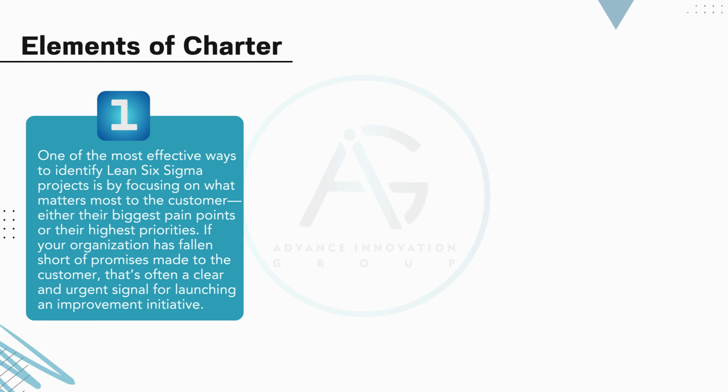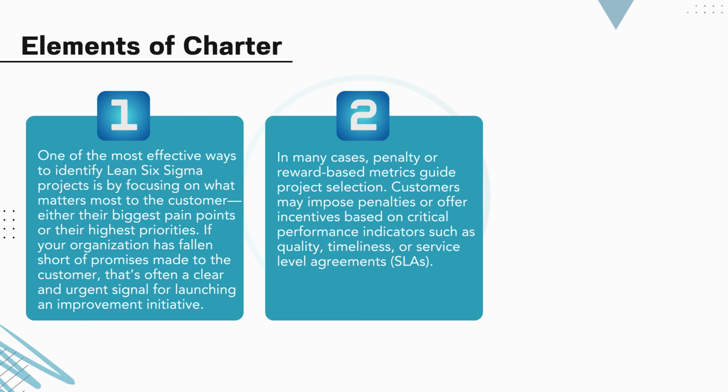Customer-centric drivers. One of the most effective ways to identify a project is by looking at what matters most to the customer, whether that's resolving major pain points or addressing their highest priorities. If an organization has failed to meet customer expectations, that becomes a clear trigger for launching an improvement initiative. Penalty or reward-based metrics. Projects may also be selected based on performance metrics tied to customer contracts. For example, customers may impose penalties or offer incentives based on service levels, timeliness, or quality.